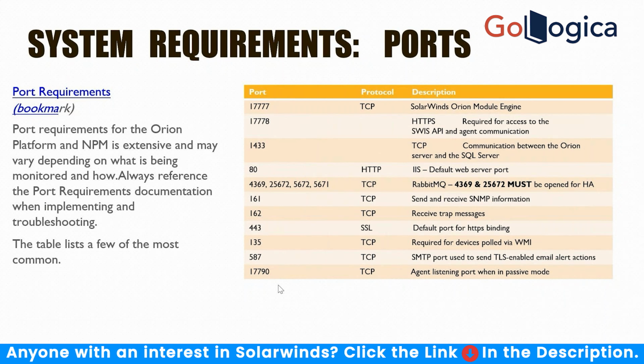17790 is a SolarWinds port. So, what are the three communication protocols that SolarWinds uses to interact with other devices or servers? Now you might get some clarity.